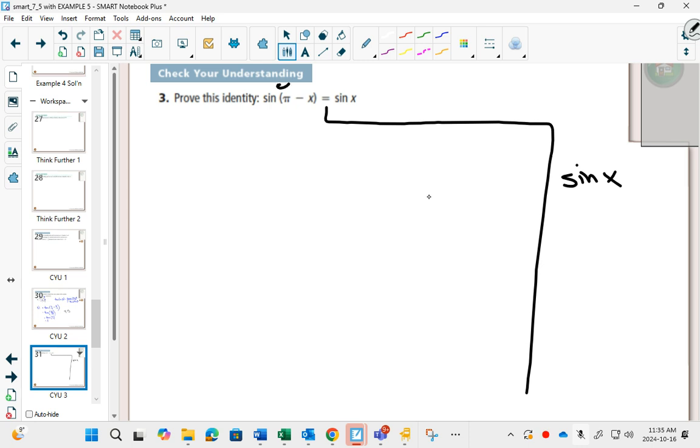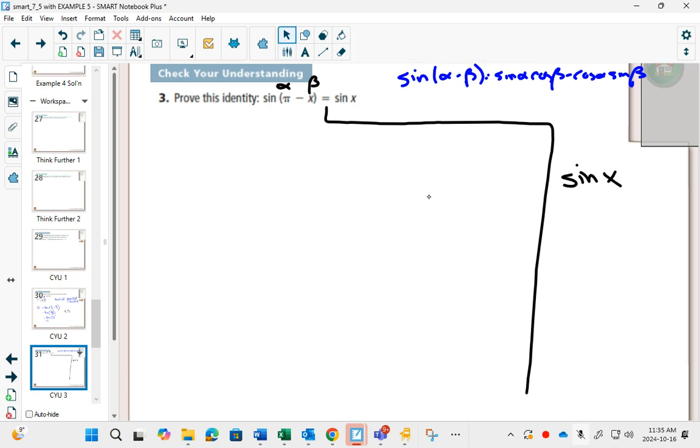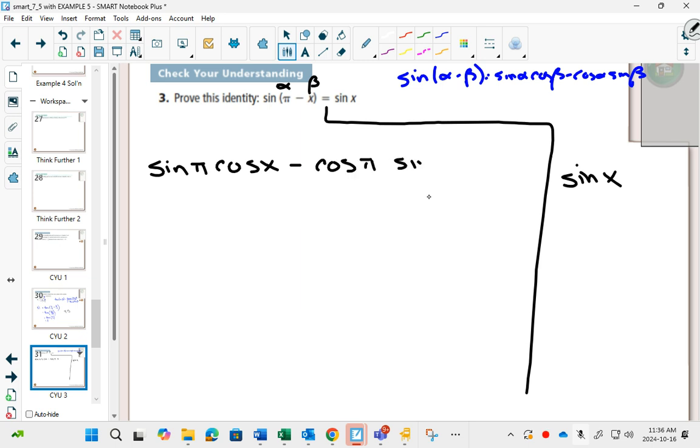And if I think of this as my alpha and this as my beta, I could use my sine alpha minus beta formula. I'll write it out. Sine alpha cos beta minus cos alpha sine beta. And at first it might seem like, why would I want to do that? I'm making it more complicated, okay? But in this situation, if I expand this one, I'm going to get sine pi cos x minus cos pi sine x.